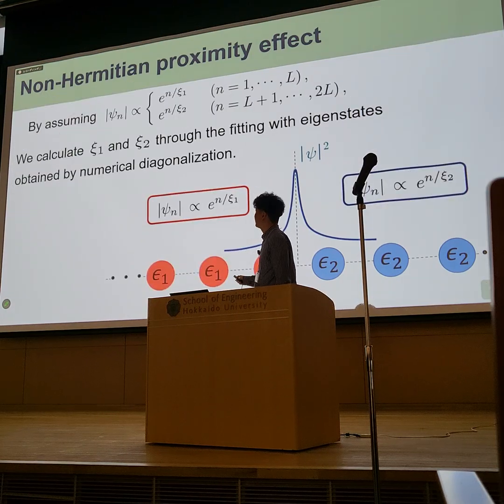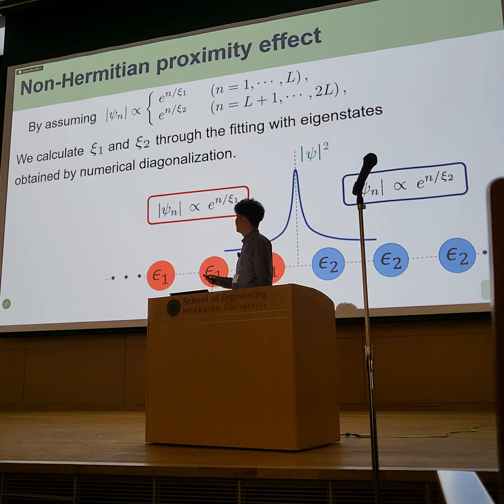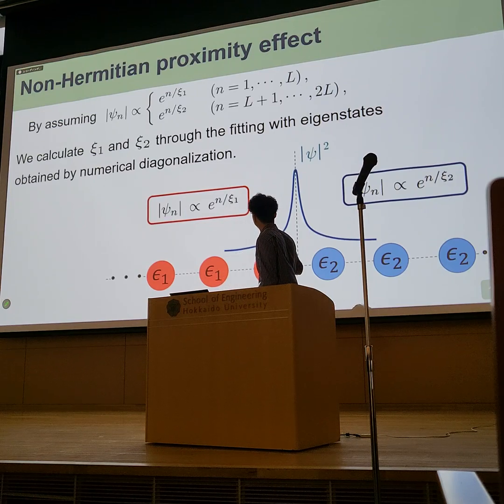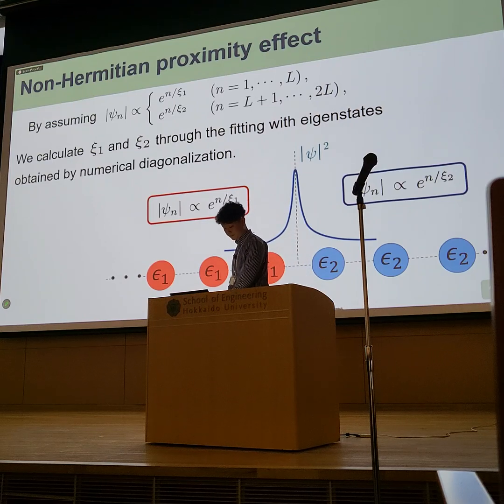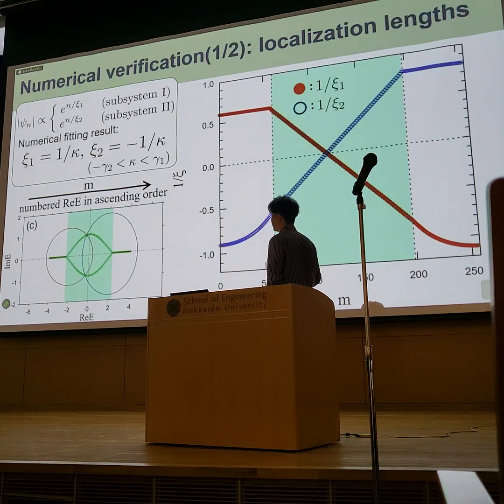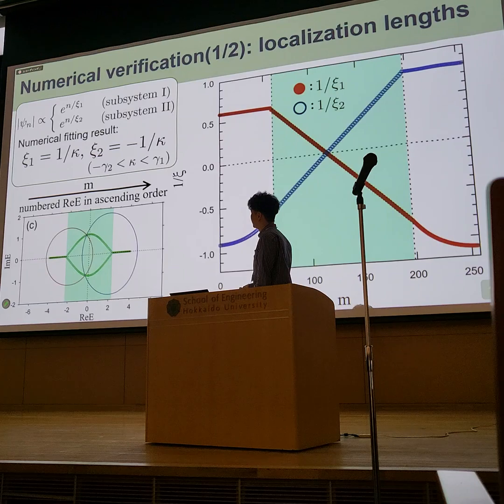To verify this numerically, we assume that the wave function grows or decays exponentially as shown in this equation. And we calculate the localization lengths, xi1 and xi2, through fitting with eigenstates obtained by numerical diagonalization. Here, please note that the localization lengths xi1 and xi2 can take negative values, representing exponential decay. Right, so first, let's see the case of complex eigenenergy. And here, the x-axis, n, is numbered in ascending order of the real parts of the eigenenergy. So with this figure, xi1 equals minus xi2, which is expected by our analytic calculation, is also confirmed numerically.